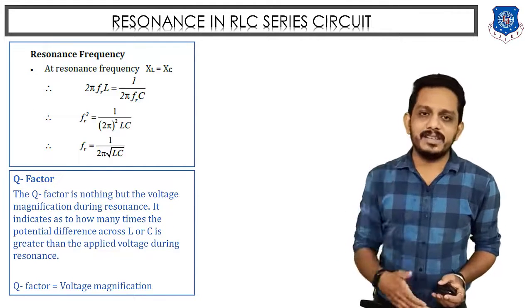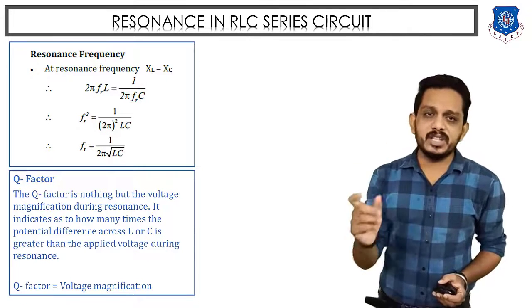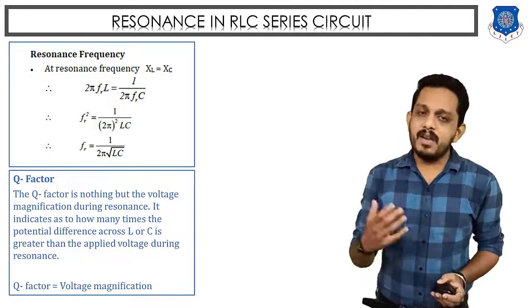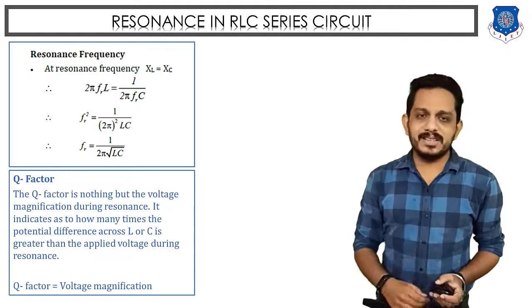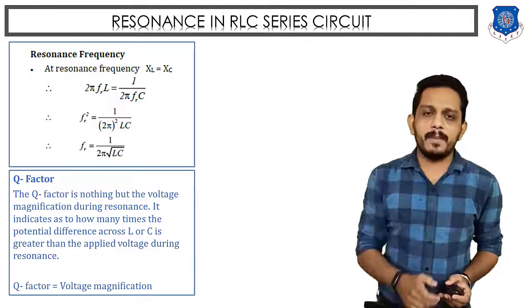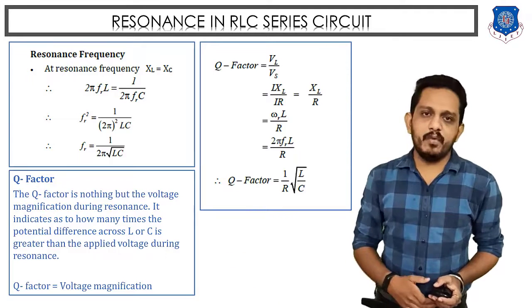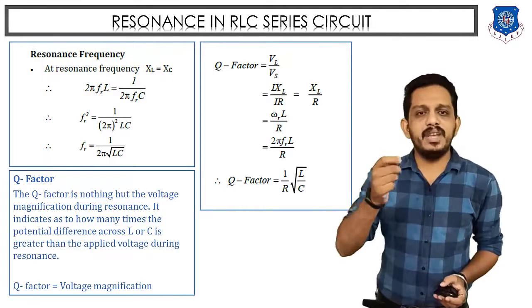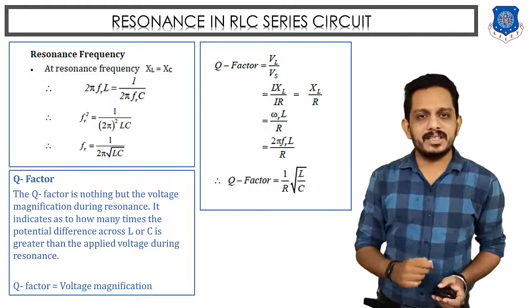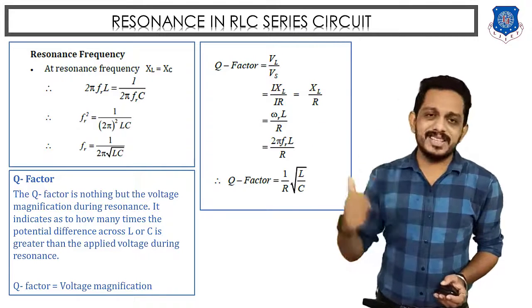So the Q factor is nothing but the voltage magnification value: how much the voltage across the inductor or the capacitor is greater than the supply voltage. Basically, Q factor is the ratio between the voltage across the inductor or capacitor and the supply voltage. So let's find the equation of Q factor. Q factor is equal to VL upon Vs, where VL is the voltage across the inductor and Vs is the supply voltage.